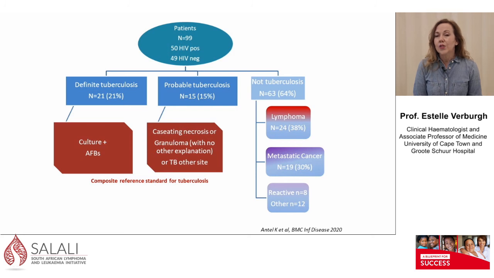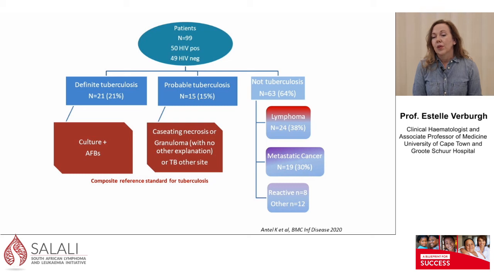So our first results that specifically looked at our TB outcomes show that we could definitely diagnose TB in a proportion of patients, and we will look in the next slide at exactly what the percentage was of culture positivity and AFBs. If we didn't have that, then we also looked at a composite reference which was made up of caseating necrosis, granuloma, or TB in another site.